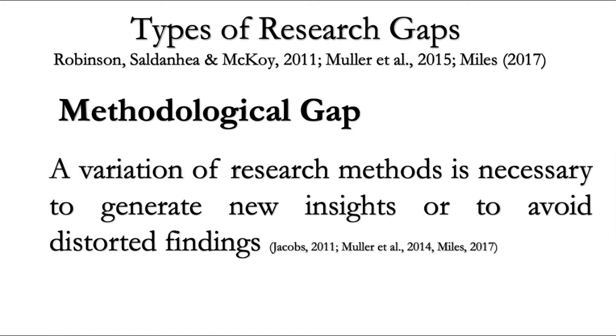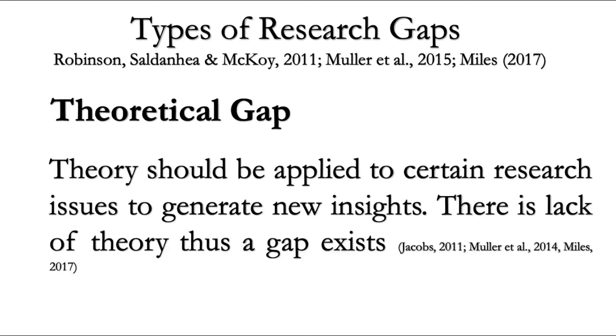The next type of research gap is what we call methodological gap. A methodological gap arises when a variation of research methods is necessary to generate new insights or to avoid distorted findings. A methodological gap is the type of gap that deals with the conflict that occurs due to the influence of methodology on research results.